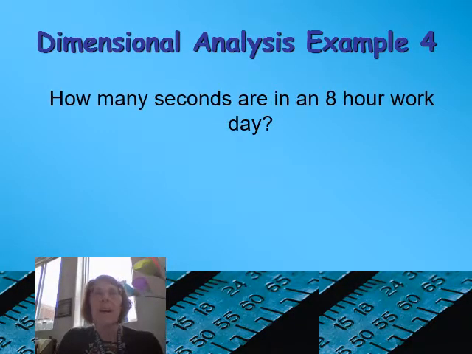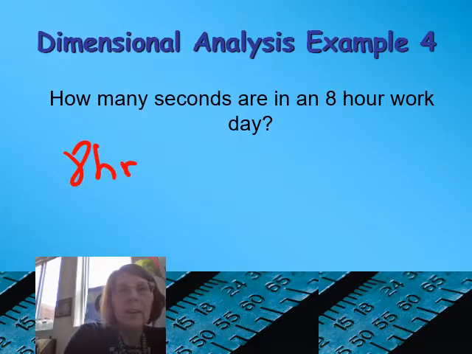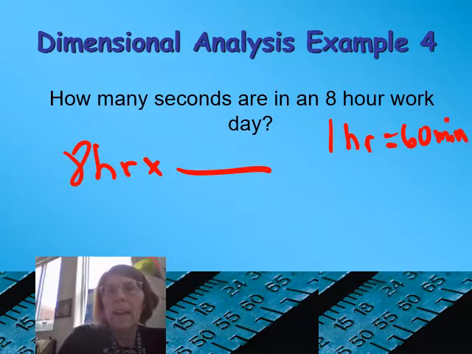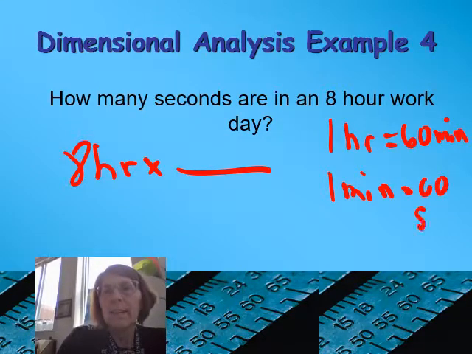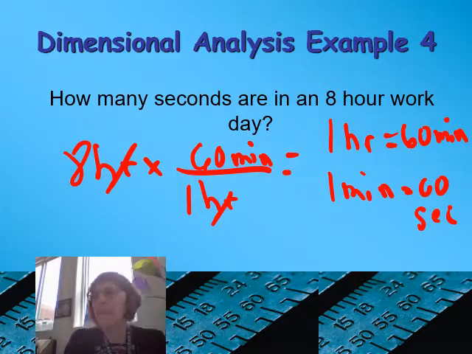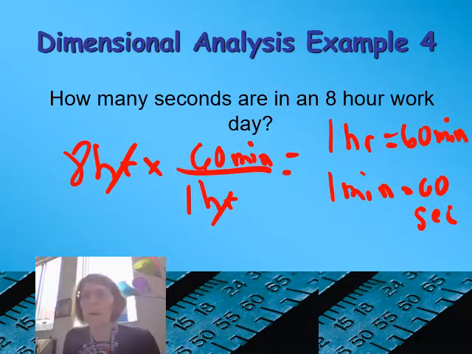All right. How many seconds are in an 8-hour workday? So we know that, let's see, we start with 8 hours. We know that 1 hour is equal to 60 minutes. We also know that 1 minute has 60 seconds. So we can break it down to 2 problems or 1. So we're going to cross this out. So 8 times 60 is 480.